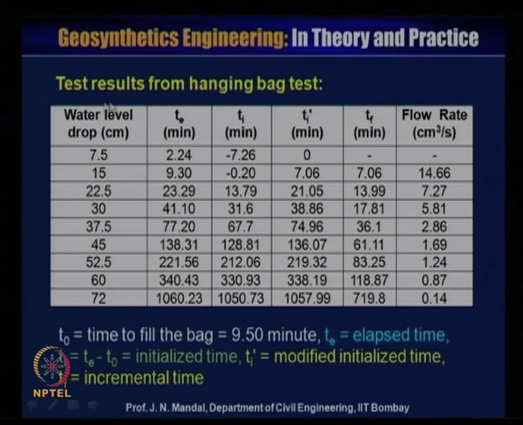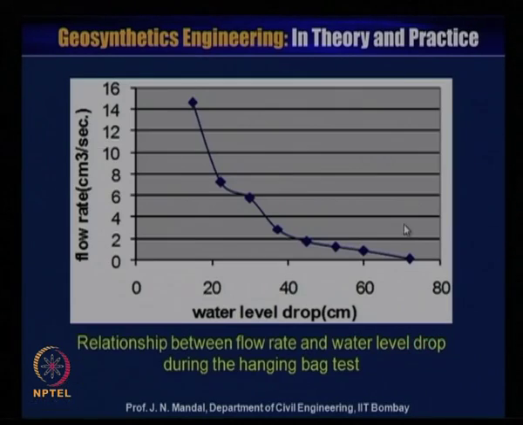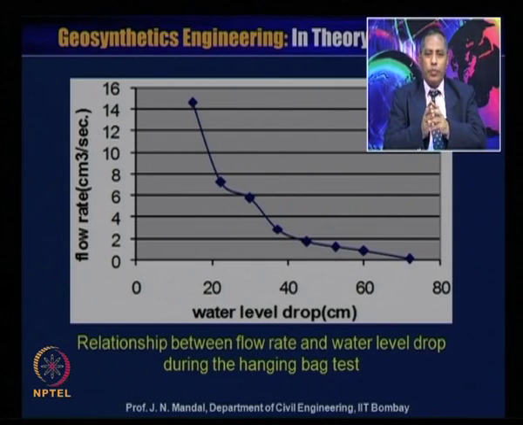So you can see that the water level drop is increasing, whereas the flow rate is gradually decreasing because of sedimentation or precipitation of the slurry itself. From this table, you can draw a correlation between the flow rate in centimeter cube per second versus the water level drop in centimeter.